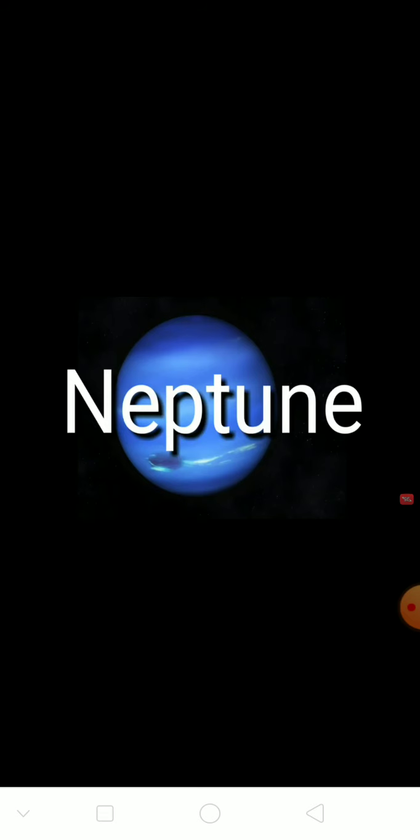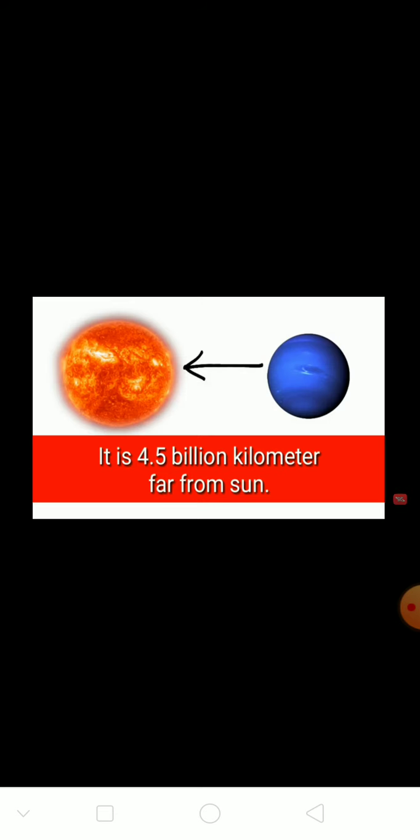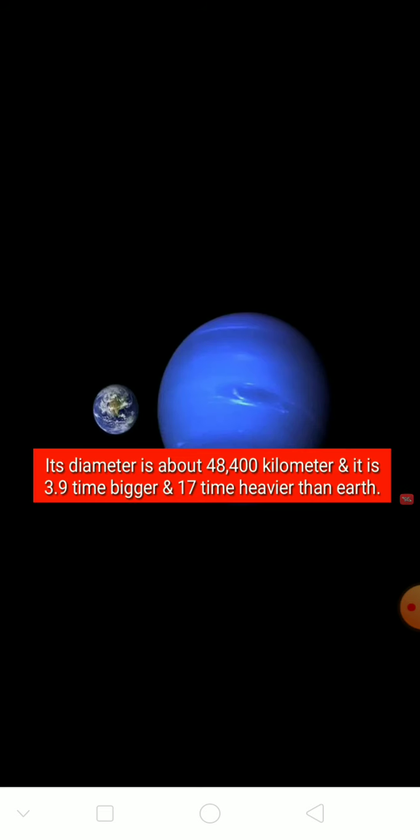The last, eighth planet is Neptune. Neptune is the farthest planet from the Sun. It is 4.5 billion kilometers far from the Sun. Its diameter is about 48,400 kilometers, and it is 3.9 times bigger and 17 times heavier than Earth. Due to its distance from the Sun, it is a very cold planet. Its temperature is about minus 300 degrees Celsius.